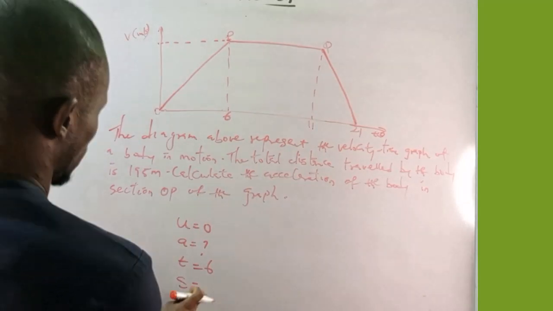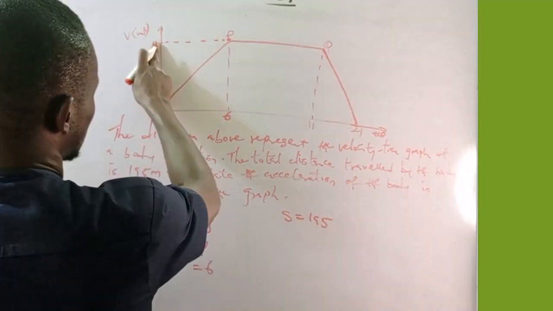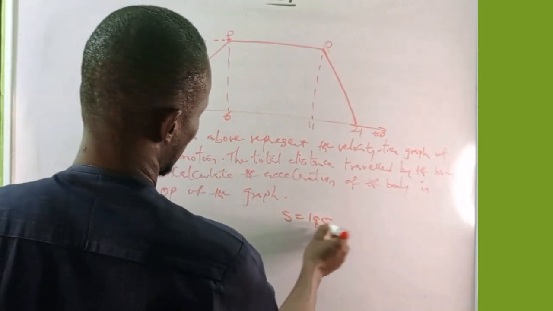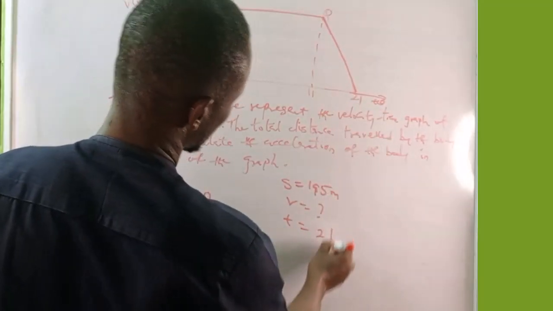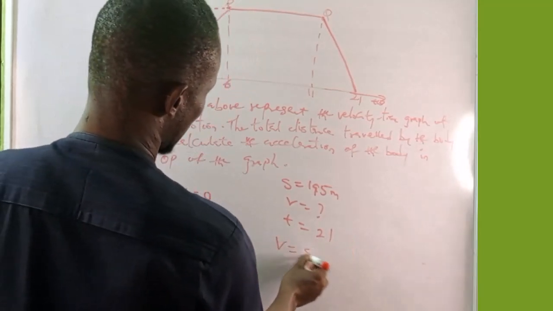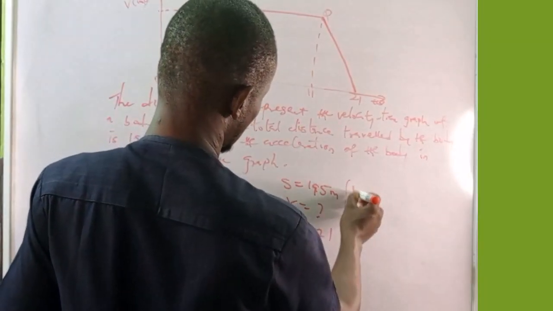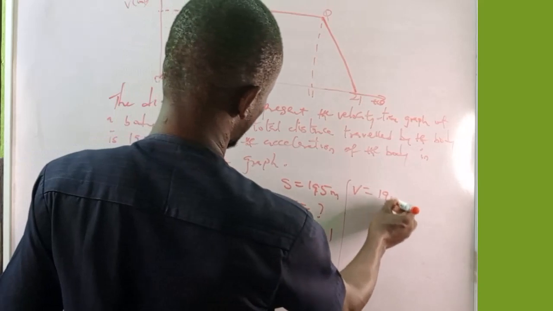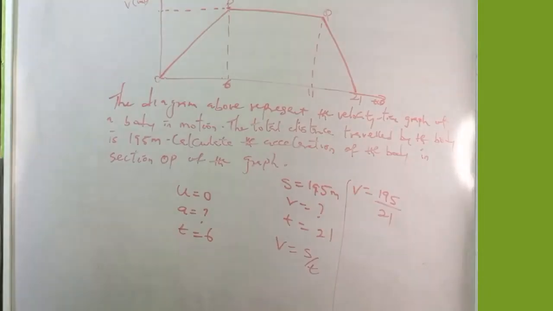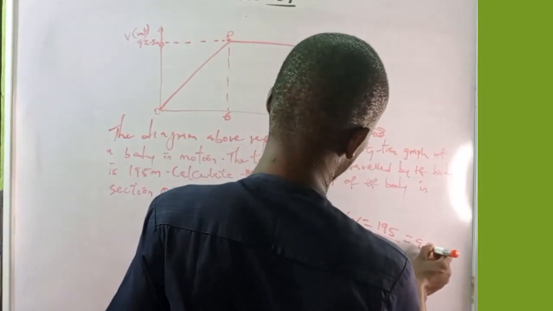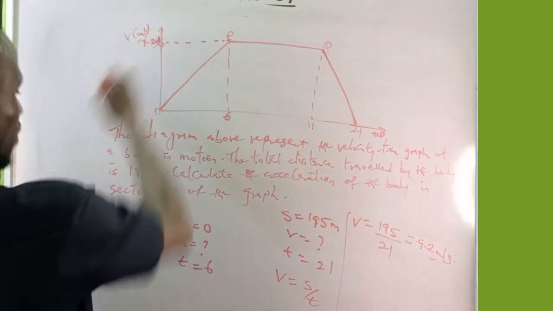But from this 195, which is the total distance, we can know our velocity, is it not? Yes. From 195 meters, we can know our velocity. If the total time is 21, velocity is distance over time. So velocity is the total distance, 195, over the total time, 21. 195 divided by 21 is 9.2 meters per second. So here is 9.2 meters per second.